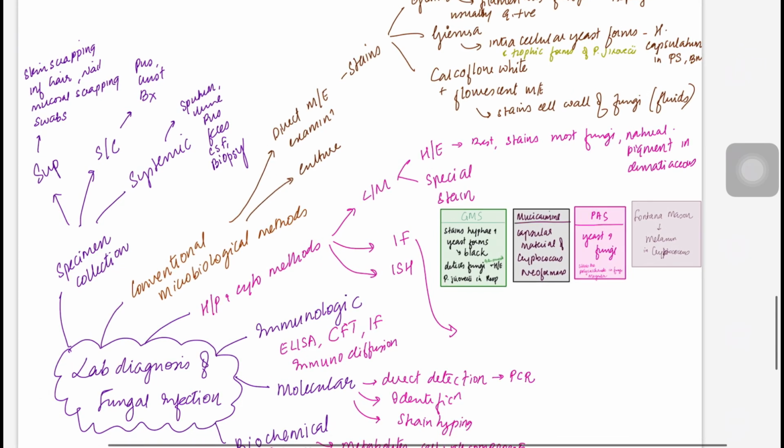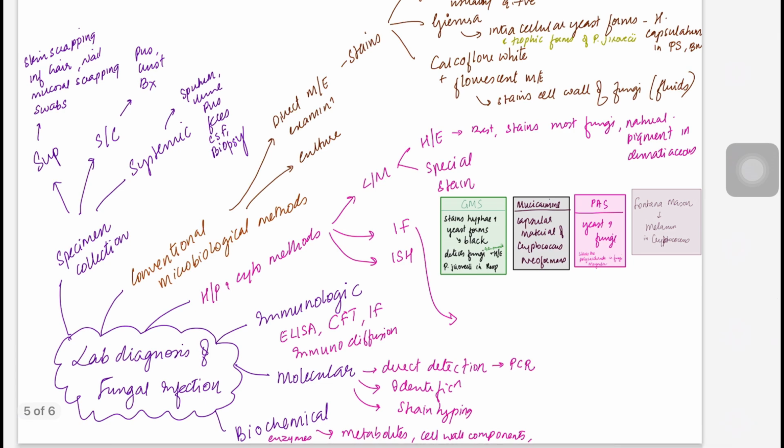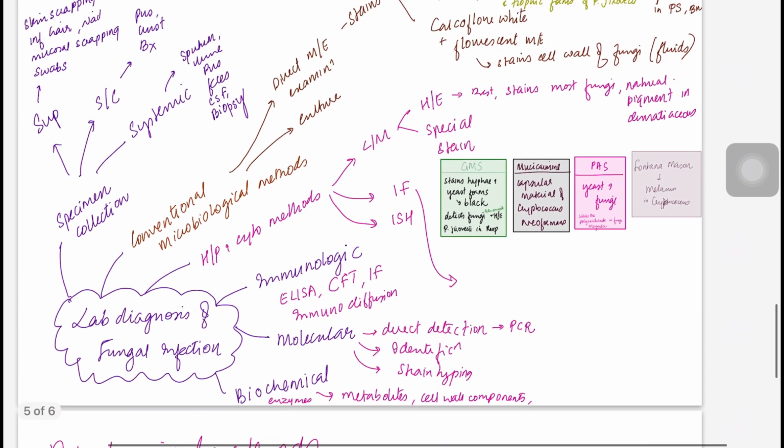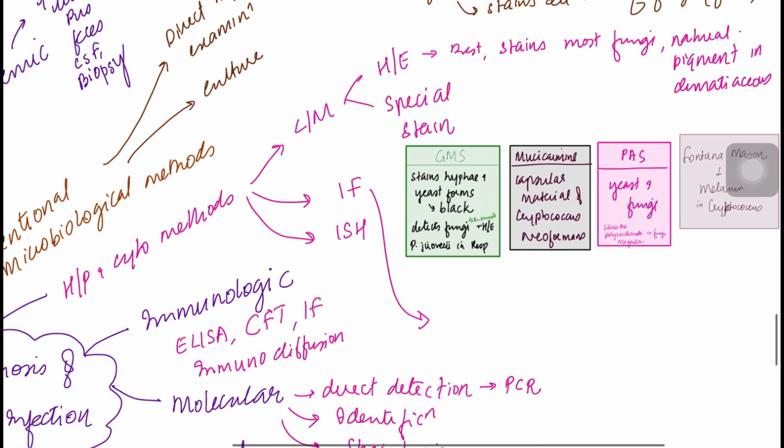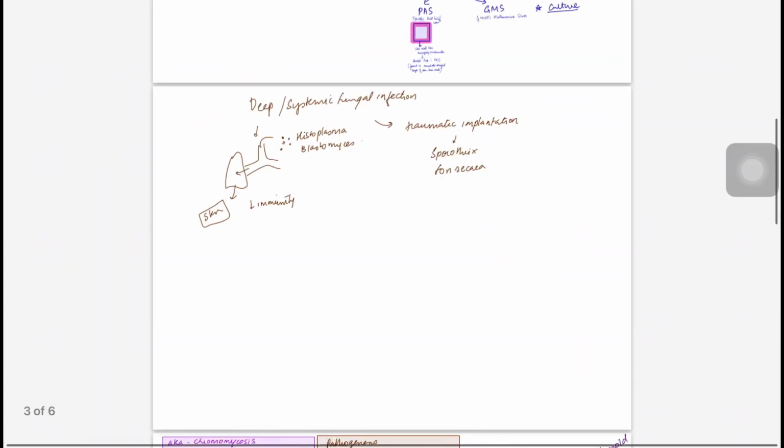Then we talked about the lab diagnosis: specimen collection, depending on superficial, subcutaneous, or systemic involvement. Then microbiological methods, by direct microscopic examination. Stains: we talked about Gram, Giemsa, calcofluor with immunofluorescence, and histopathologically light microscopy with H&E, then special stains like GMS, mucicarmine, PAS stain. We can also use Fontana-Masson stain for melanin pigment.